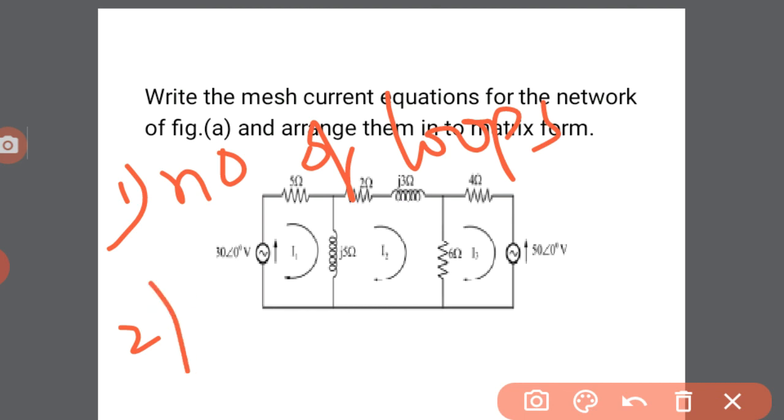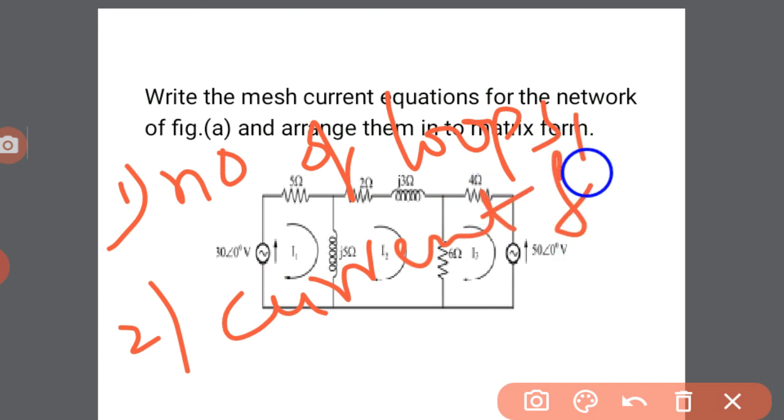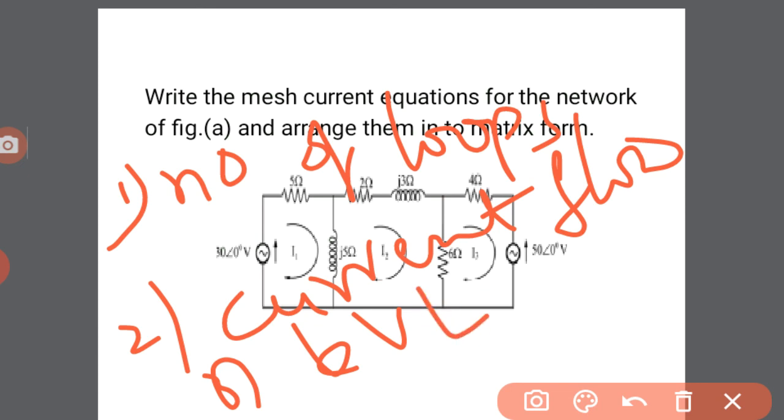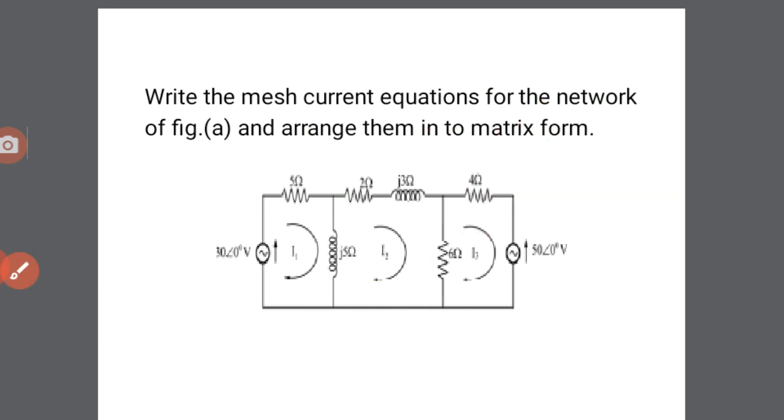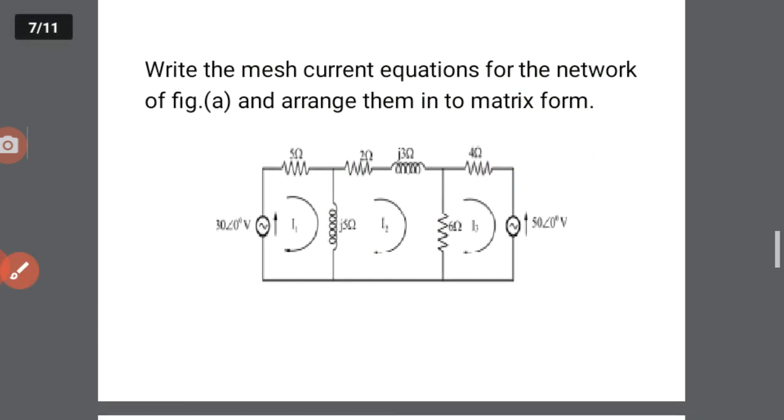After that, second one, current flowing direction. We have to represent the current flow direction. Next, third one, applying KVL. Okay, these are the three steps to write the mesh current equations. First, find out the number of loops. After that, represent the current flowing direction. Next one, applying the KVL. Okay, so the current flowing direction is already given in this problem.